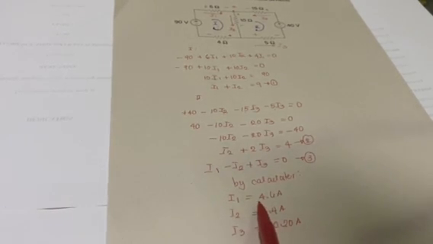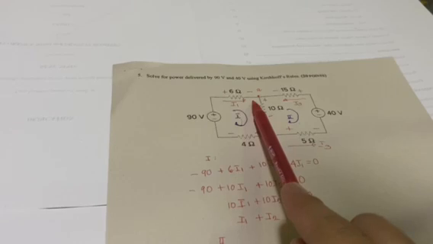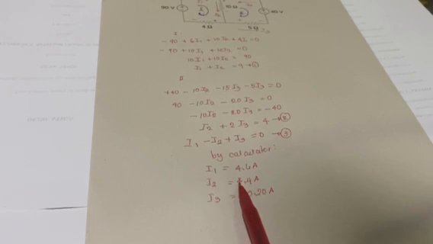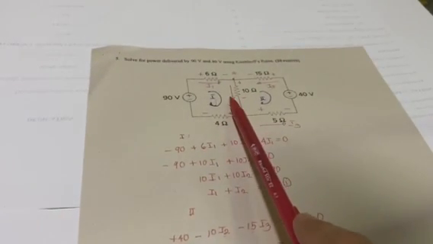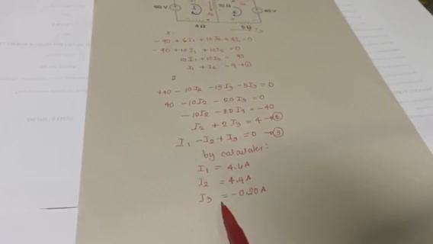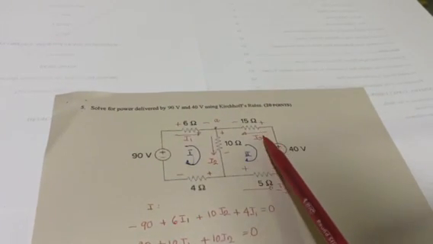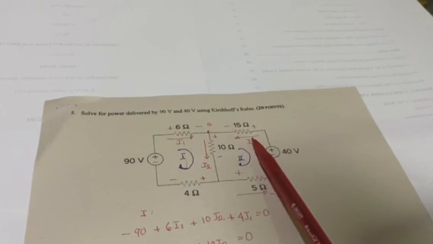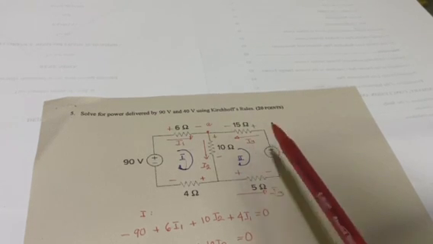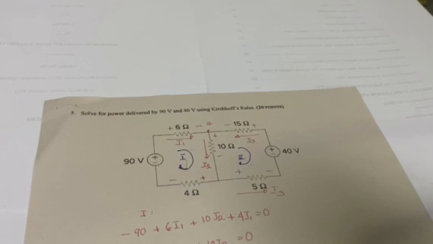My assumed current direction for I1 is positive. It is correct. My assumed current direction for I2 positive. It is also correct. But for I3, I'm getting a negative 0.20 amperes. My assumed current direction is not correct. It should be in this direction, the correct current direction.